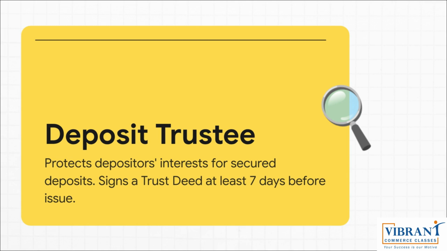So if there's collateral involved, who's looking out for the depositors? That's the job of the deposit trustee. Think of them as a guardian. They're an independent party that holds that charge on the assets for everyone. Their whole job is to make sure the company plays fair and the depositors' interests are protected.